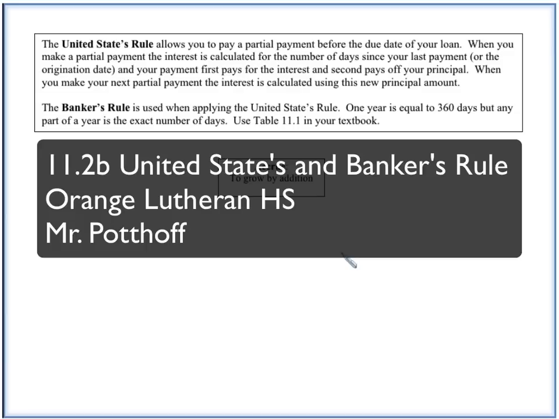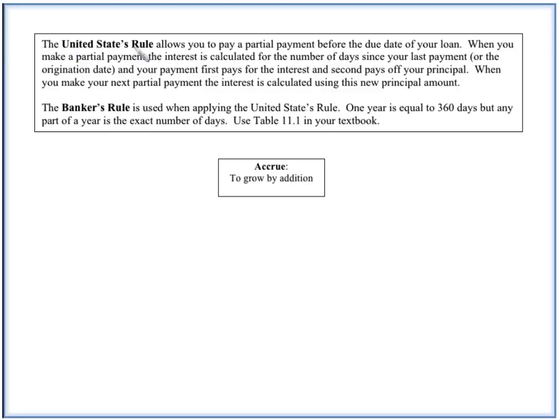All right, our next set of examples are going to use two things called the United States rule and the banker's rule. And really what we're going to be doing here is showing how you can pay a loan off early by paying additional money over the course of your loan.